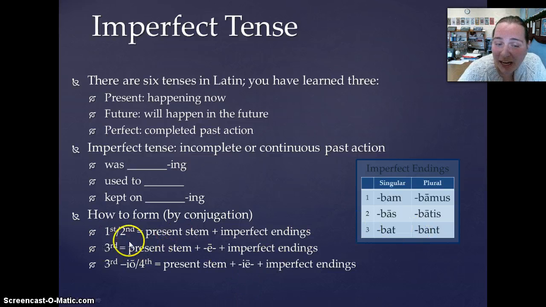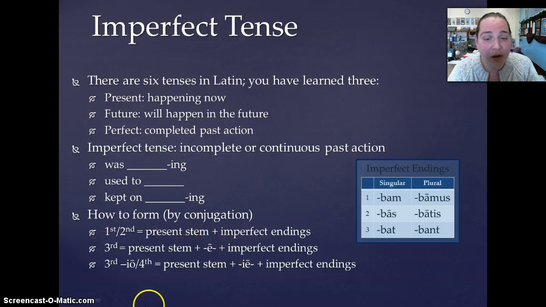Third conjugation, you need the present stem. The present stem does not have a vowel on the end of it, so you need to add the long E and then the imperfect endings. Third IO and fourth, present stem, and then you add IE, because with third IO and fourth you always have to keep your I, and then the imperfect endings. So there you go, that's how you form the imperfect tense. Now I'm going to give you an example of one verb from each conjugation. I want you to write them down in their entirety, the imperfect tense at least, even though I'm going to go a bit quickly through this.